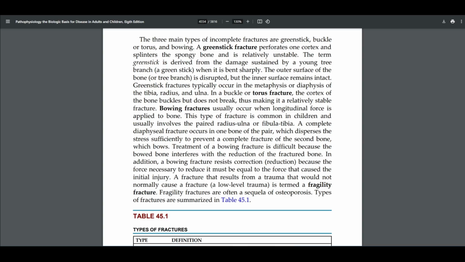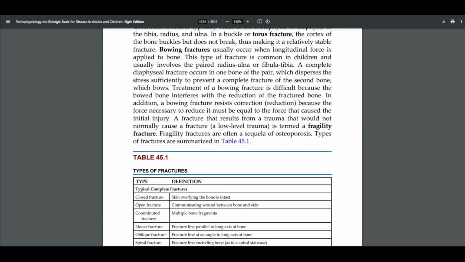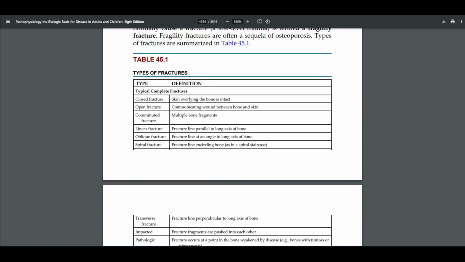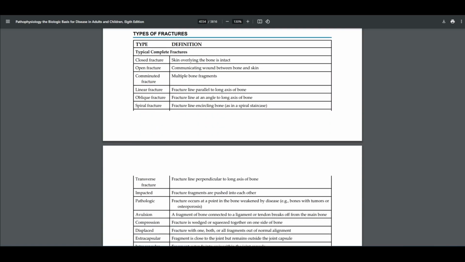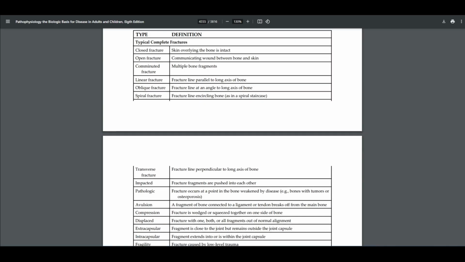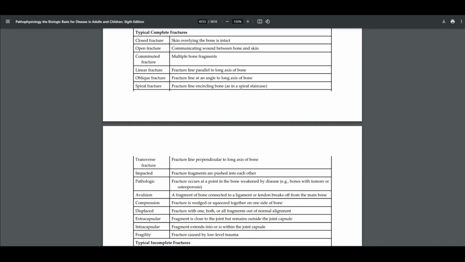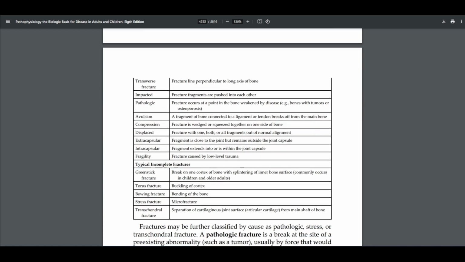A fracture that results from trauma that would not normally cause a fracture, a low-level trauma, is termed a fragility fracture. Fragility fractures are often a sequela of osteoporosis. Types of fractures are summarized in the following table. Again, a good spot to hit pause and read up on your different types of fractures. I'll slow down here and go down a little bit, and you can pause once more.